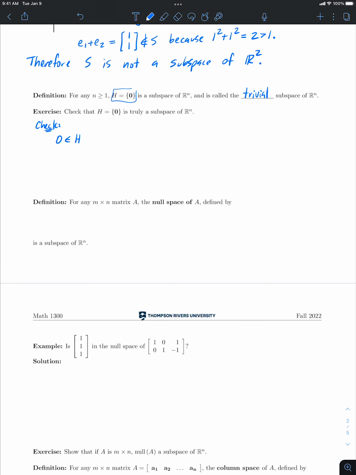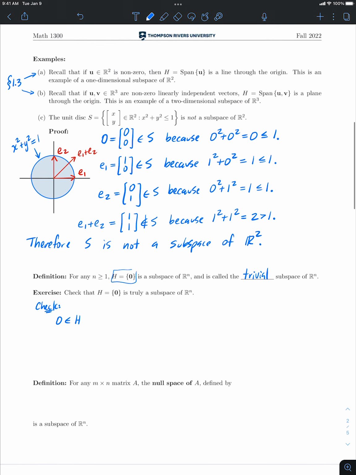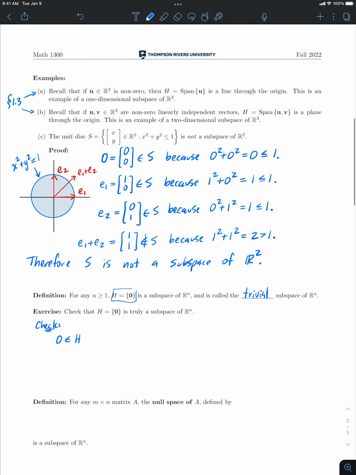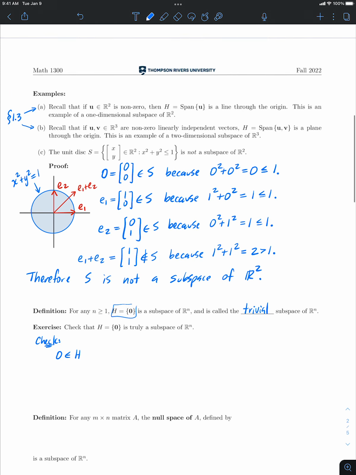H is the set containing the 0 vector. So there's no argument that we need to give or no equations to check. It's simply there by the fact that it's listed as the only element of H. Okay, so that's the first condition.